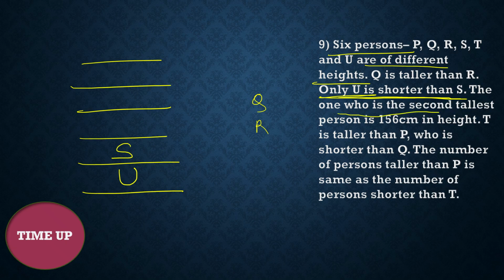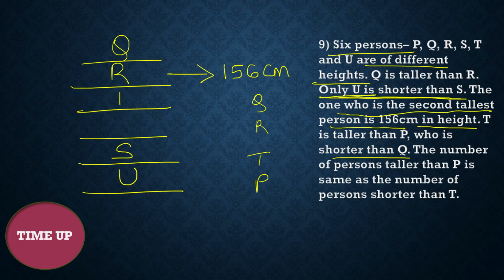The one who is the second tallest person is 156 centimeter in height. T is taller than P. Who is shorter than Q? P is shorter than Q. So Q will be here, R will be here, T will be here, P will be here.